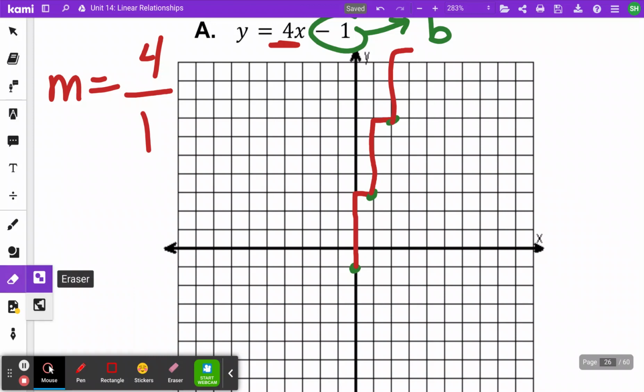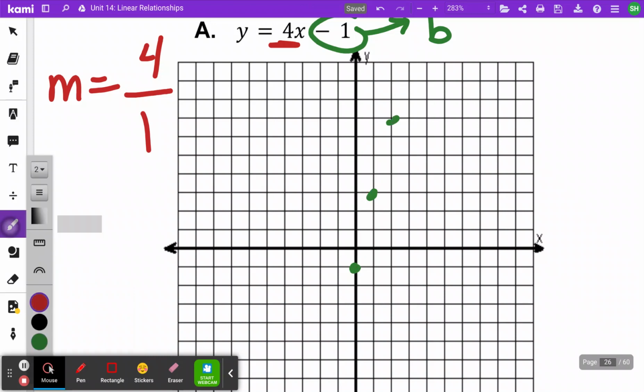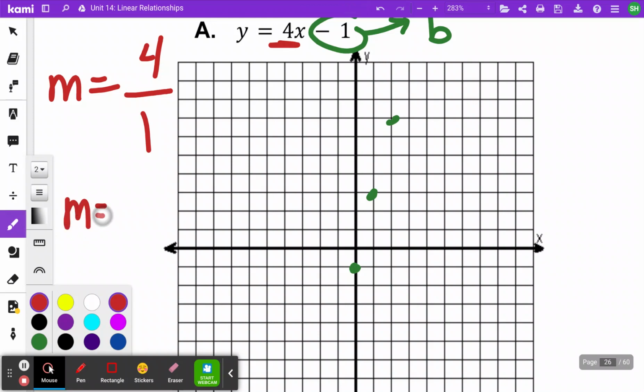So if I wanted to be more accurate and I wanted to find some more points, I can start going the other way. So another way that you can get that slope to work for you is if you had negative 4 over negative 1, because negative 4 divided by negative 1 is still positive 4. So from my y-intercept, I could also go down 4 and left 1, and that's going to find another spot.